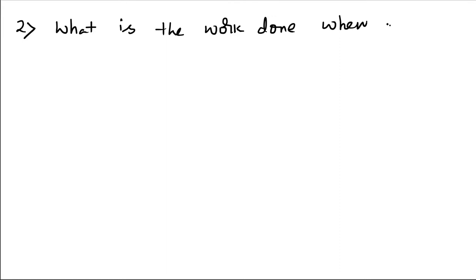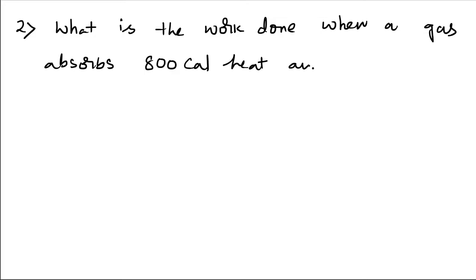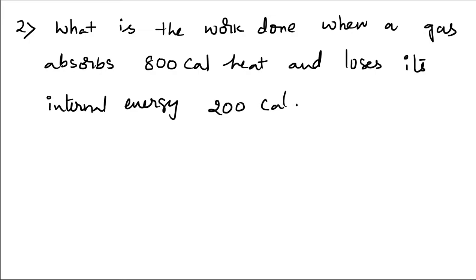Now let's go for the second problem. What is the second problem here? What is the work done when a gas absorbs 800 calories of heat and loses its internal energy by 200 calories. So here the work is done by the system by taking the heat and from its internal energy also.